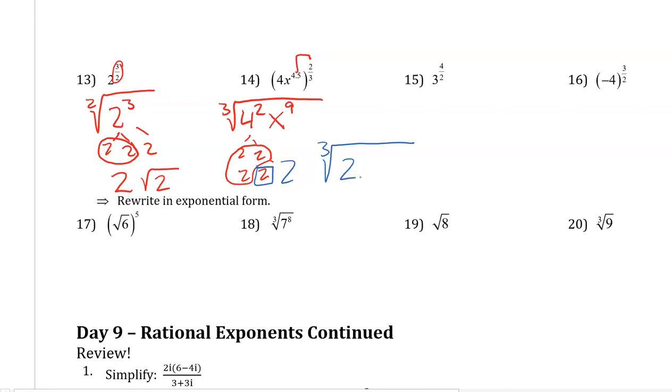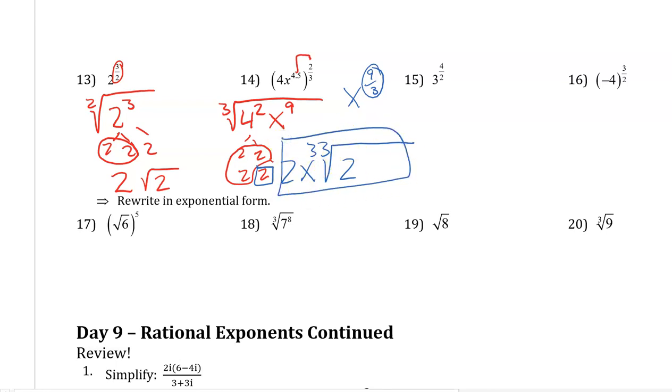Next, x to the 9th. Taking the cube root of x to the 9th, we'll see if it's an even ability for 3 to go into 9. There is no leftovers inside of the radical, and we get out x cubed. So 2x cubed times the cube root of 2.